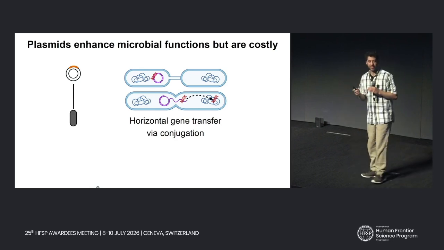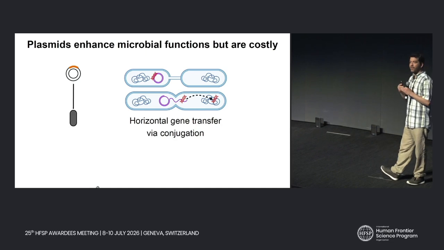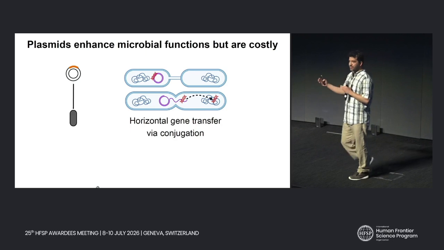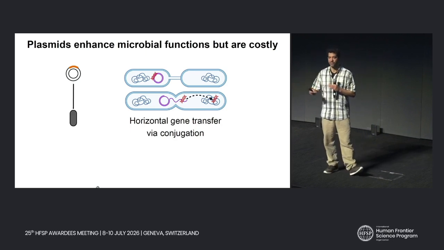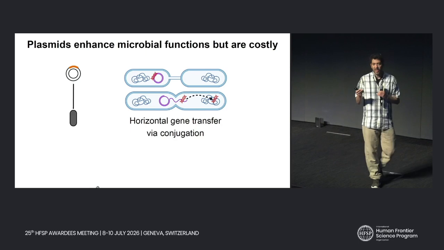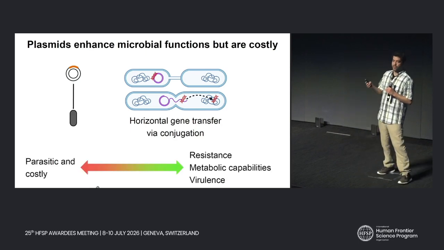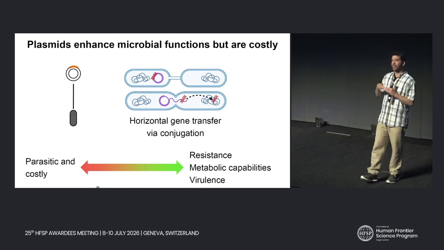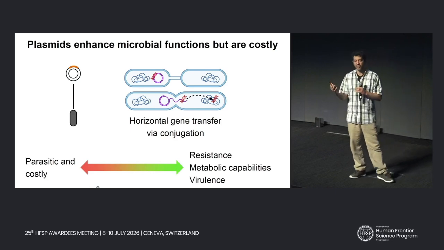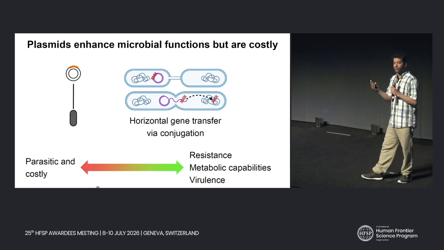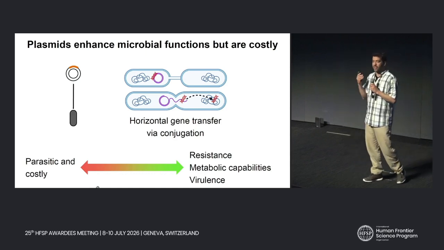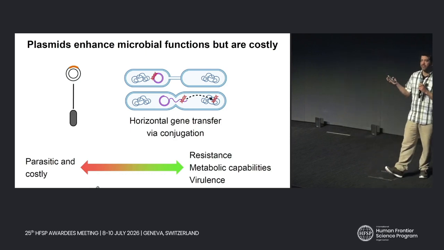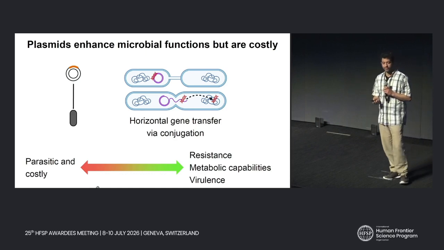Here I'm presenting conjugation, and this is one way. On their way, on their movement, they also take with them genes that can later be transferred to the microbe. And this is really important because on the one hand, plasmids are infectious, so they're costly. But on the other hand, the accessory genes they carry can provide the microbes with advantages, for example resistance to antibiotics, enhanced metabolic capabilities, or enhanced virulence.